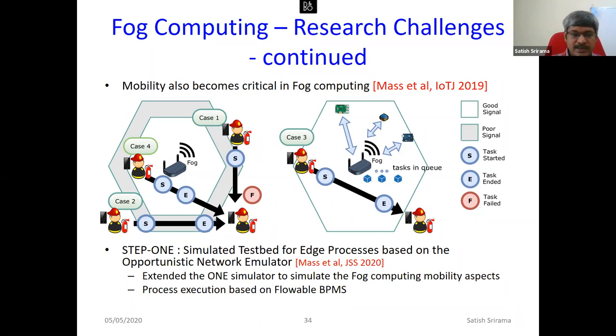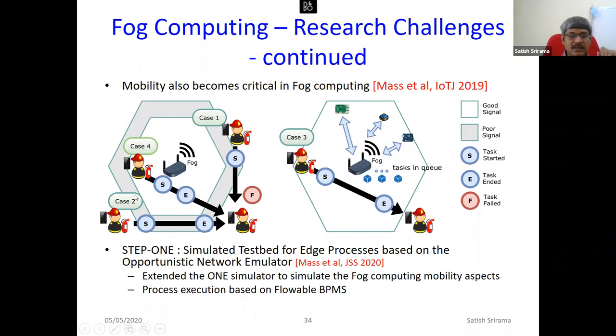Okay, so I will give you a scenario. Say this guy has access to this fog node and is trying to start offloading, and before he finishes the task, he went out, in case one. Then it is a waste of offloading. The fog node is overloaded, and you didn't get the result either. Okay, case two is where you are really at the edge of the network and you are trying to send the data, pushing it to the fog node, and before you actually finish, it has taken a lot of time.